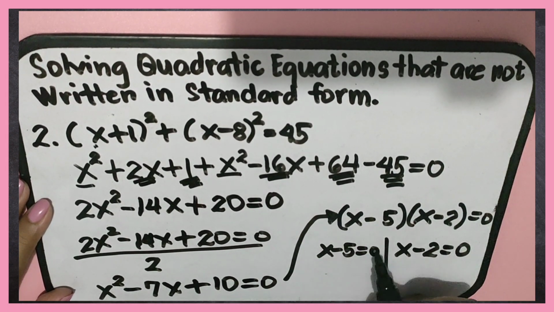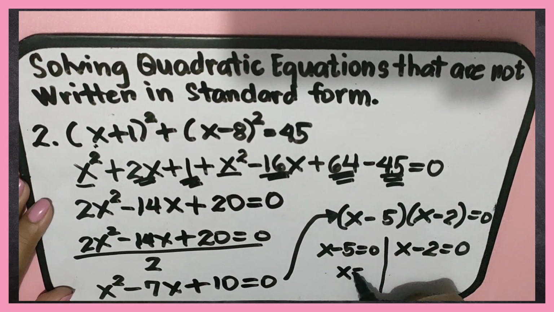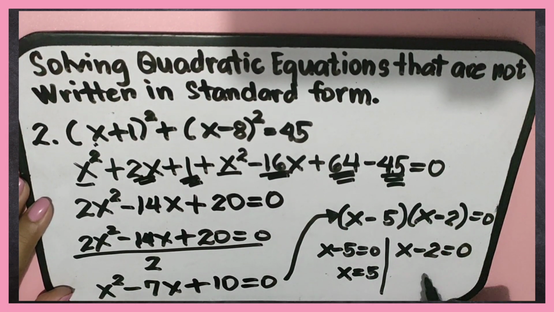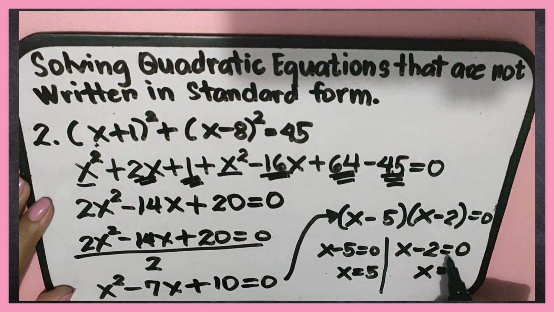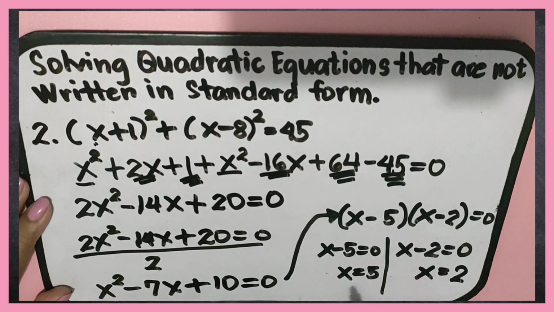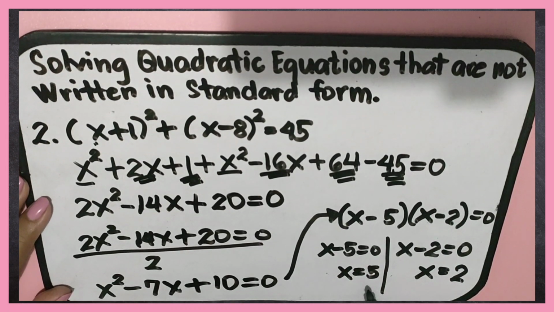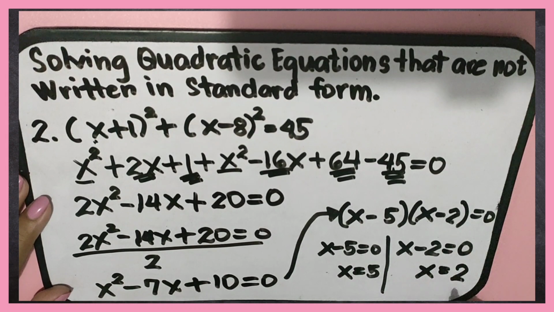Then transpose negative 5 to the right side of the equation, so we have 5. And then for the other, we have x equals transpose negative 2 to the right side of the equation, so negative 2 becomes positive 2. Now, the answers or the solutions are x equals 5, then x equals 2.